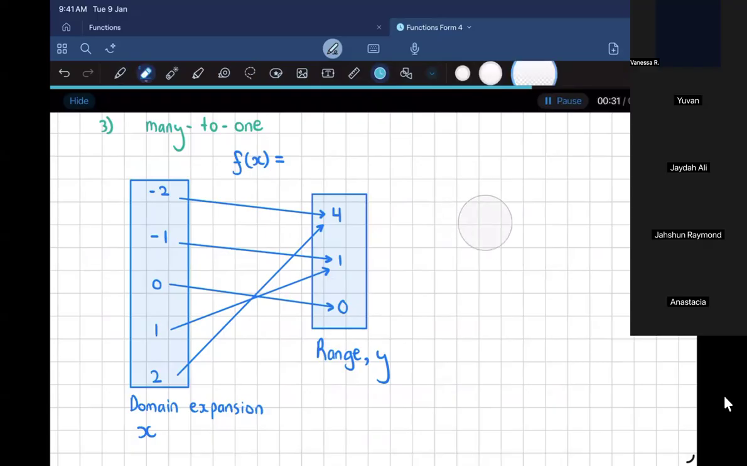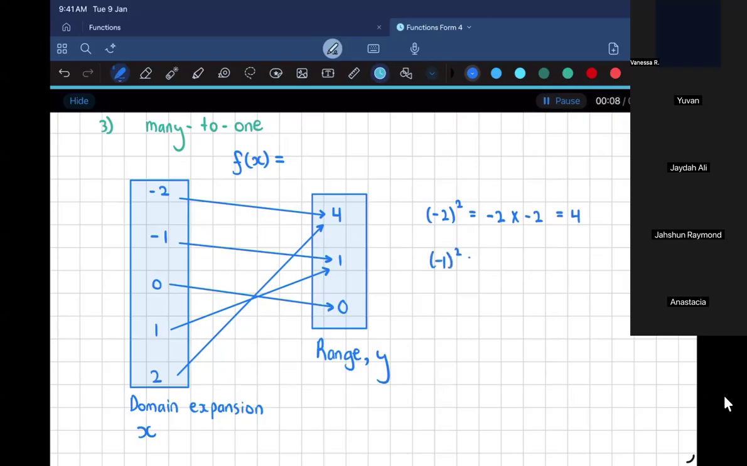So let me run through all of the cases, right? -2 squared. -2 squared would mean I'm multiplying -2 by itself. So Yvonne, I would write -2 by -2. What's -2 by -2? 4. Right? Negative by negative is plus, so +4. What is -1 squared? 1. Right? Because -1 by -1 is 1.